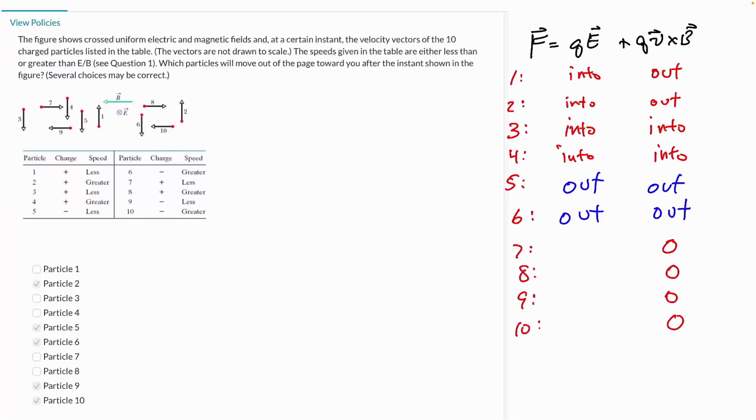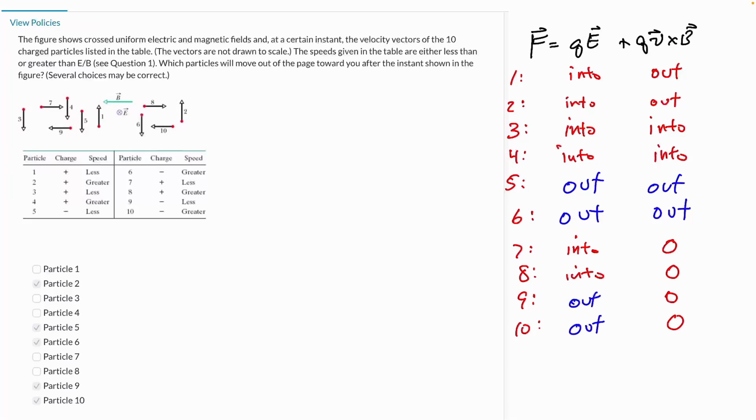Because the magnetic field direction and the velocity direction are aligned. It's either 0 degrees or 180 degrees, but it doesn't matter. Sine of 0 or 180 is 0. So now it's only the electric field that's going to determine the direction, right? So positive would be this, and negative would be that.